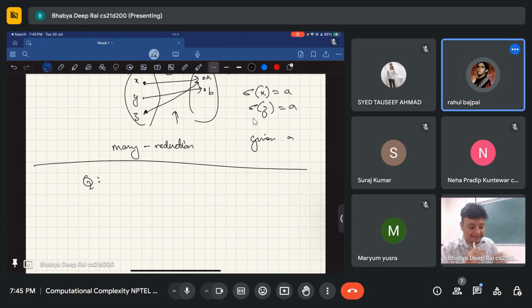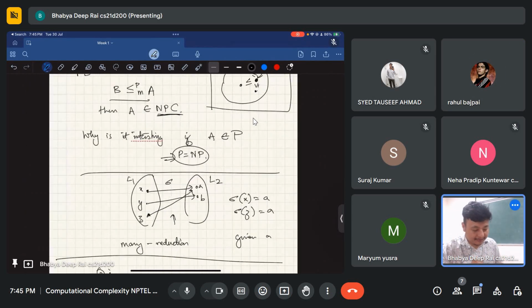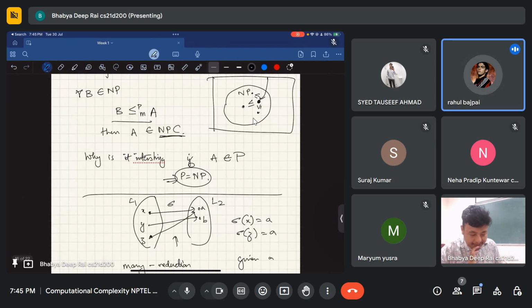Can you bring down the slide? Bring down the slide like this. Yeah. As you have written, B is polynomial time reducible to A. Right. Okay, and if A is solvable in P, then B is also solvable in P. A is solvable in P. That means A belongs to P.